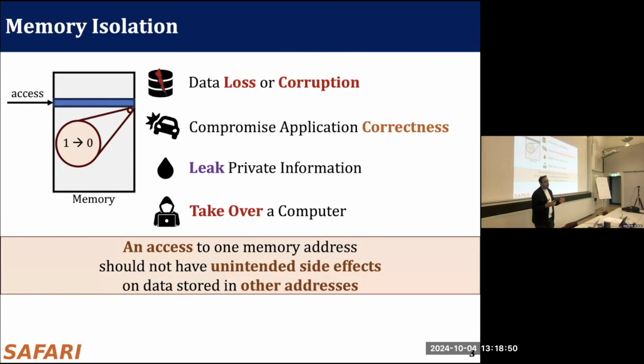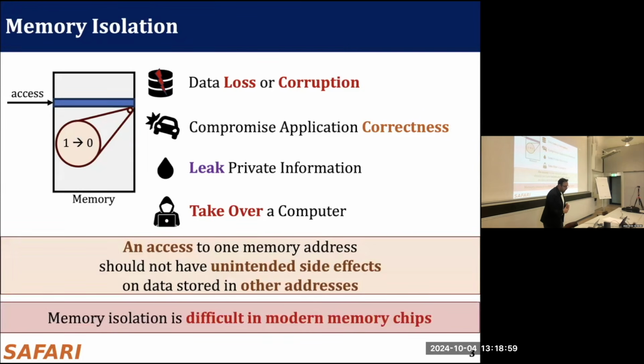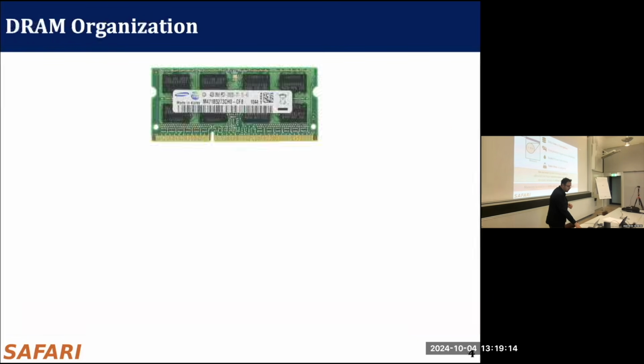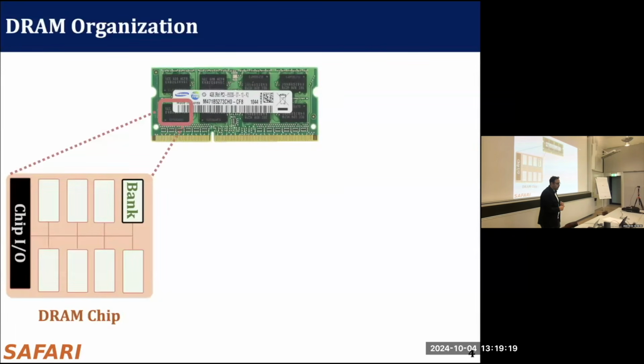So to avoid this, we have the principle called memory isolation. Basically, it dictates that an access to one memory address should not have unintended side effects on the other memory addresses. And this is a really fundamental primitive in terms of security and privacy and reliability, basically for your data integrity in your system. However, it's difficult to satisfy in modern memory chips because we have DRAM technology as the main memory technology today.